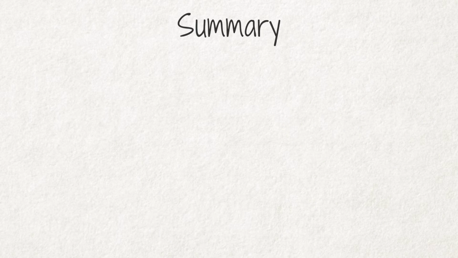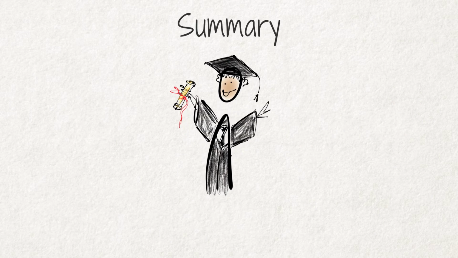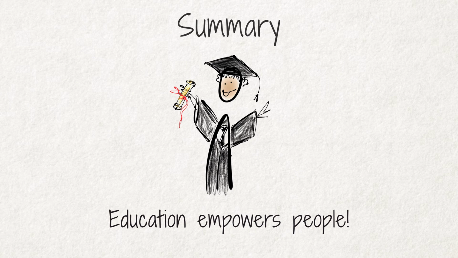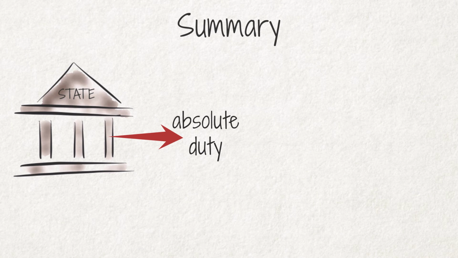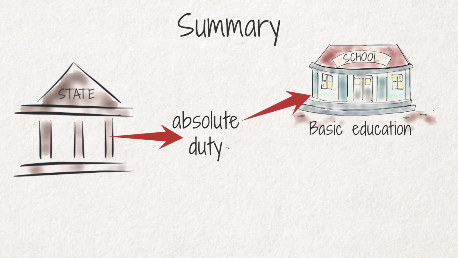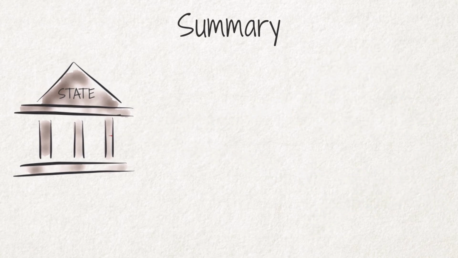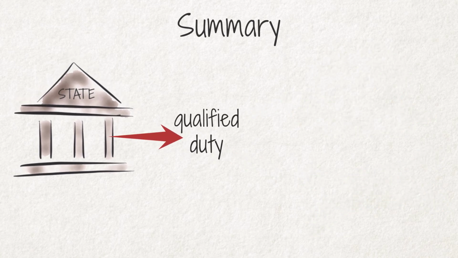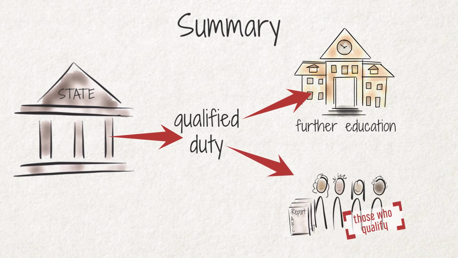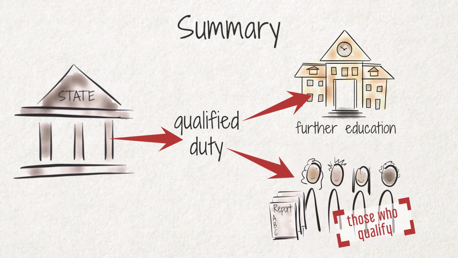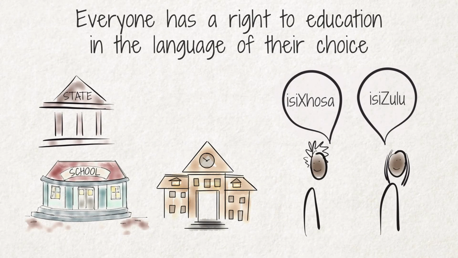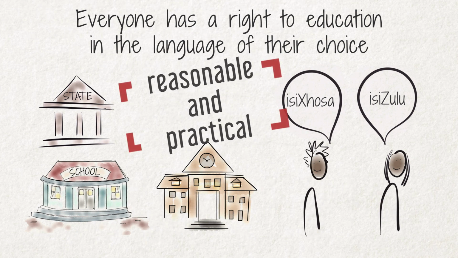Summary. Education is important because it empowers people to be successful. The state has an absolute duty to provide basic education without discrimination. The state has a qualified duty to provide further education to those who qualify. Although everyone has a right to education in the language of their choice, the state only has to provide this when it is practical to do so.